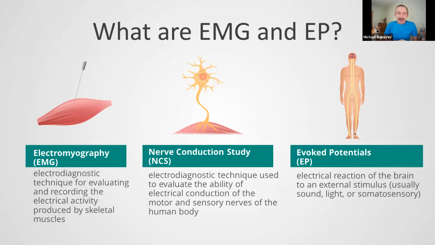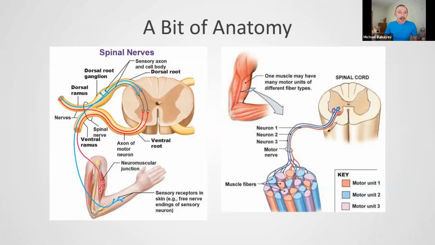What are EMG and EP? They are techniques that help us to record and analyze electrical signals from our neuromuscular system, including the spinal cord and brain. Now a bit of a reminder, a bit of anatomy.